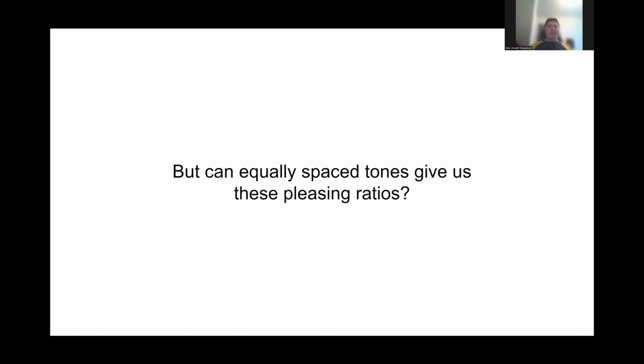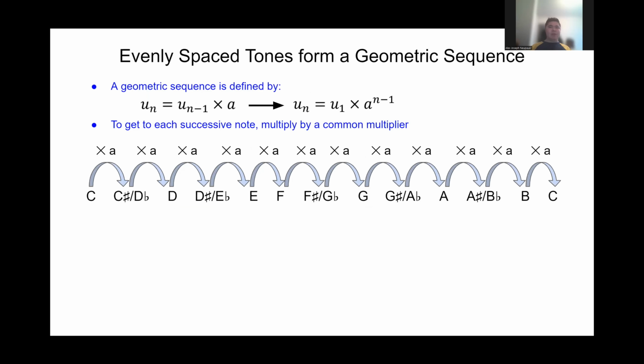But now you might be wondering, these pleasing ratios, can we really get them from equally spaced tones? Well, let's find out. Let's look at the mathematics a little bit. First, I'm going to explain what a geometric sequence is really quick. You don't need to know this to understand the rest of it, but I still think it's interesting, the mathematical connection. So a geometric sequence is a sequence where to get to the next term, you have to find the previous term, multiply it by a constant value.